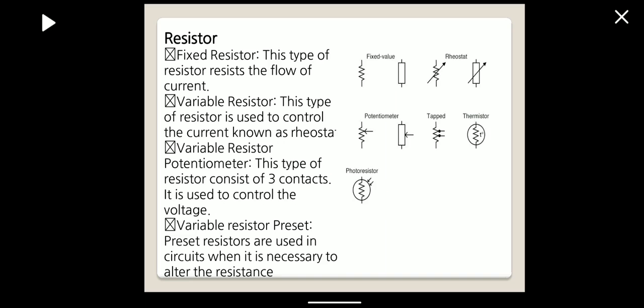Then is variable resistor, potentiometer. This type of resistor consists of three contacts. It is used to control the voltage. Then next is variable resistance preset. Preset resistors are also used in circuits when it is necessary to alter the resistance. So these are the different types of resistors.